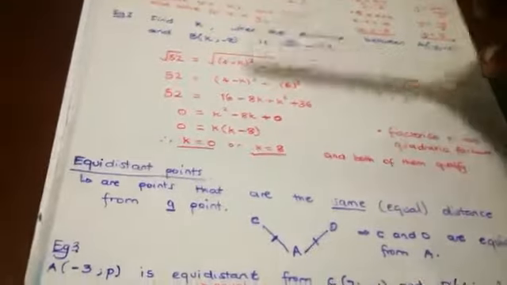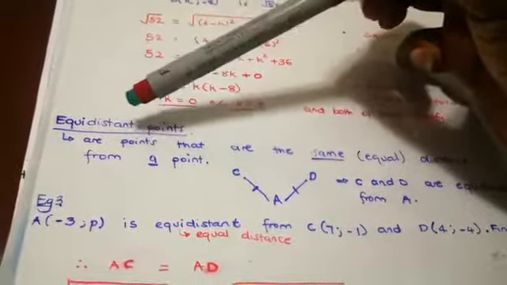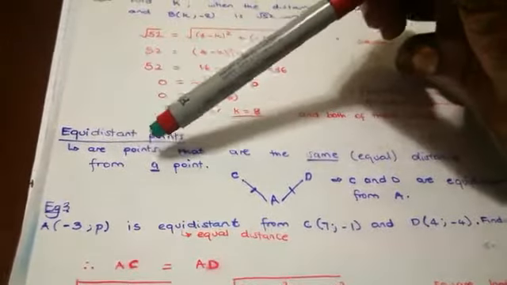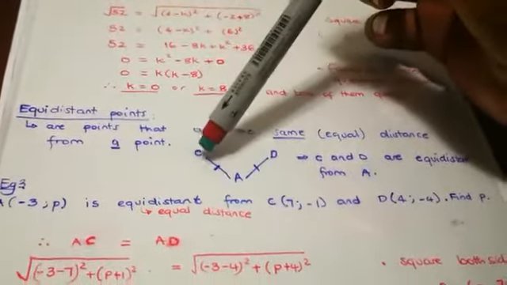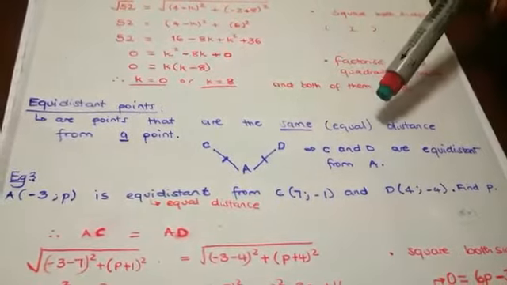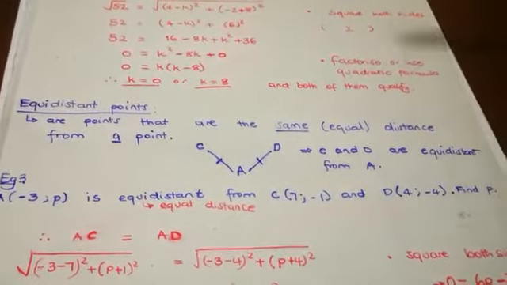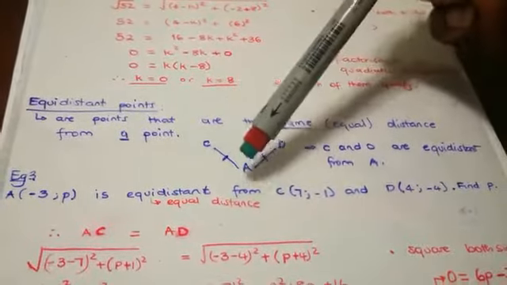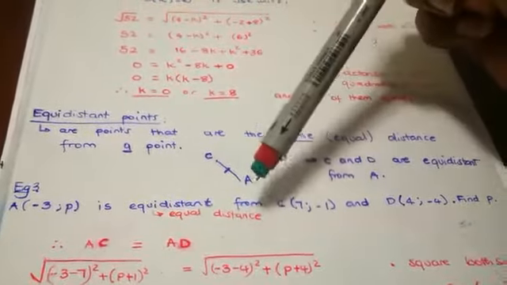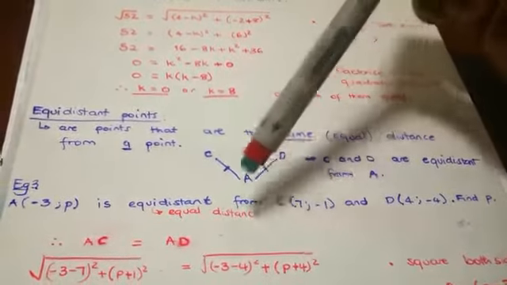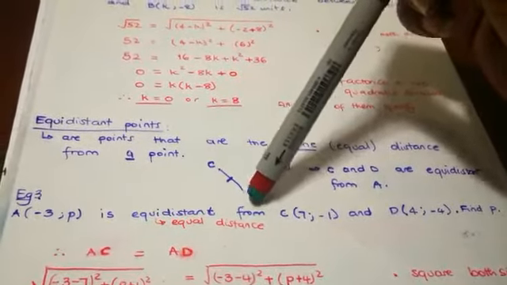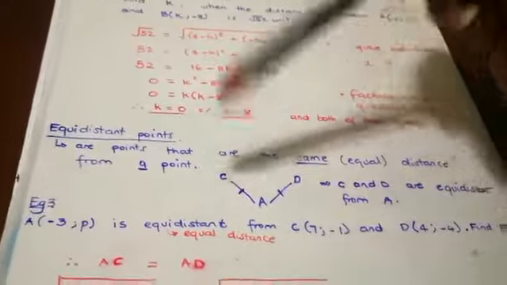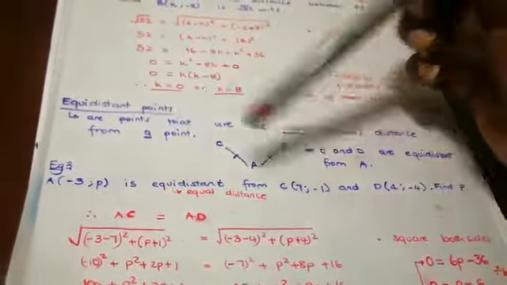Then the next concept that I want us to look at is the concept of equidistance. Points that are equidistant are points that are the same distance from a given point. So if I say C and D are equidistant from A, I mean the distance from A to C is the same as the distance from A to D. So the 'from' is your middle point, and it takes you to the one point and then the other point. Okay, so let's look at an example that makes use of that.